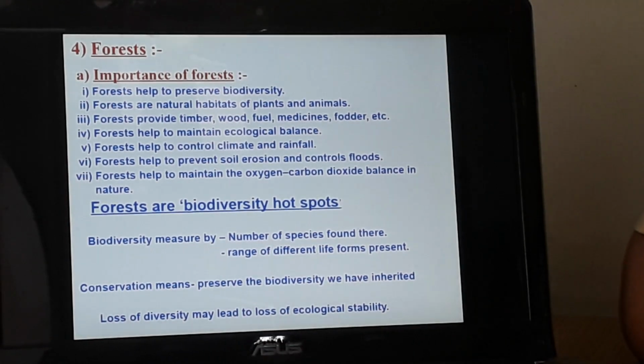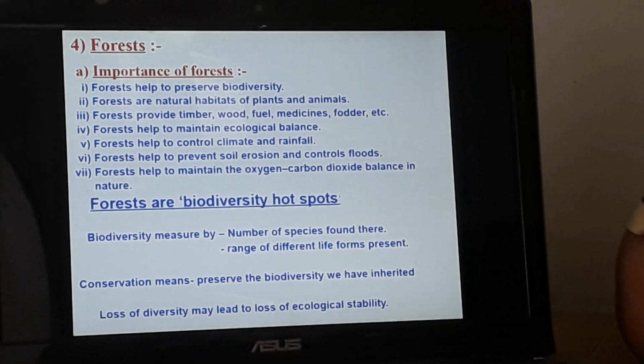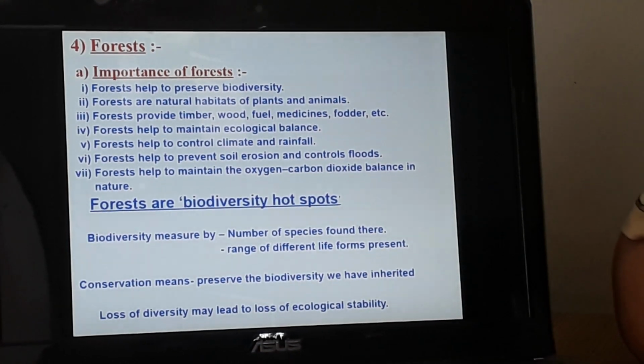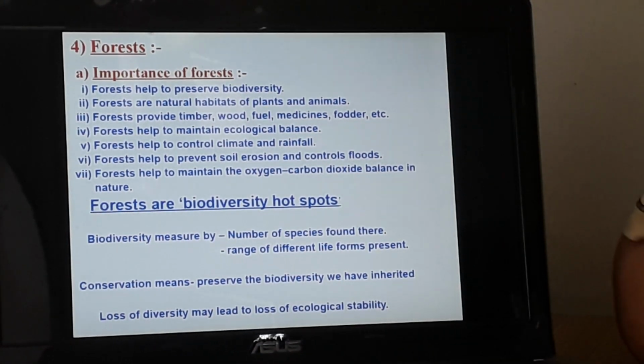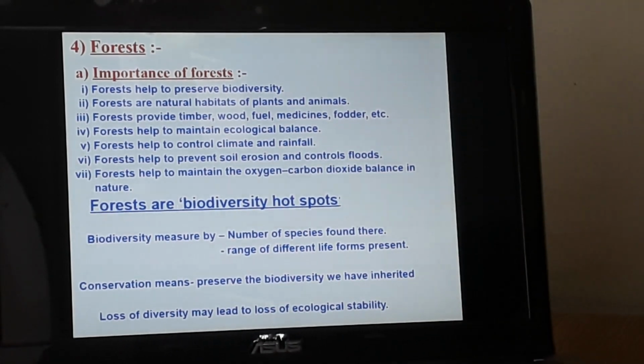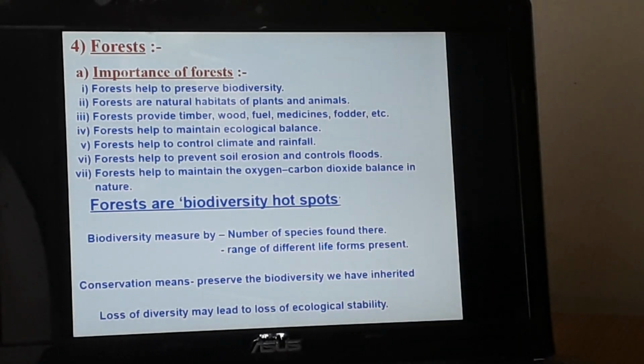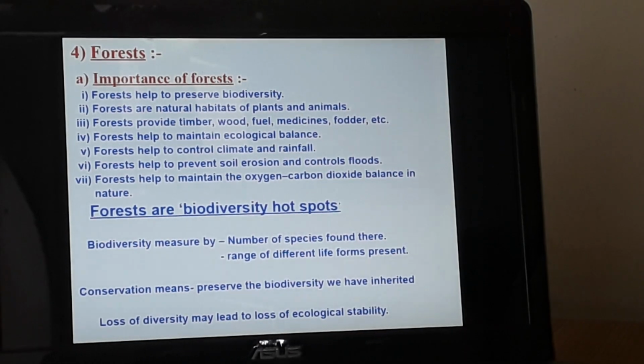So this is all a connection. They are all a network. If one is disturbed, one dies, one does not live, the others will be affected. So forests are helping us to maintain a balance between nature and natural resources. The next point is, the forests help us to maintain the climate and rainfall.